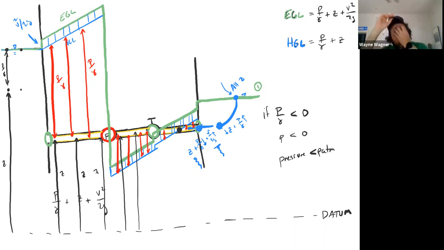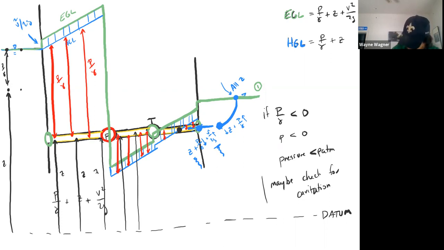Now it does mean on some level that you might say to yourself, okay, well, as long as it's positive, we don't worry about cavitation, right? Because it's definitely never going to happen. As soon as it starts going negative, you start thinking maybe we want to check for cavitation. Now I will ask you to do that probably on a test.